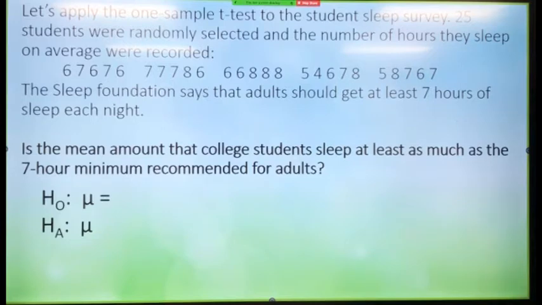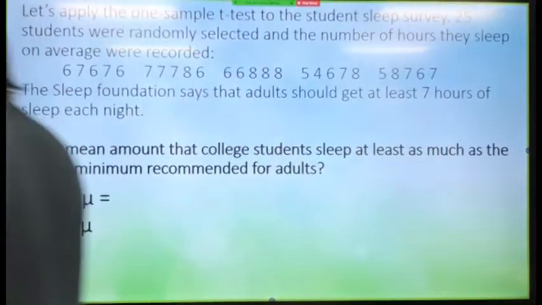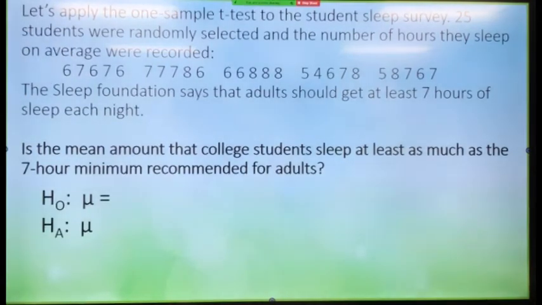The Sleep Foundation says that adults should get at least 7 hours of sleep. Is the mean amount that the college students sleep at least as much as the 7-hour minimum recommended for adults? So let's look here. Randomly selected, that's good. 10% of the population or less, well, I'm already picking 25, so that's safe to assume, yes. And does it more or less fit with the normal model?